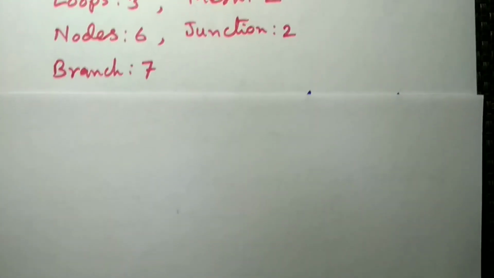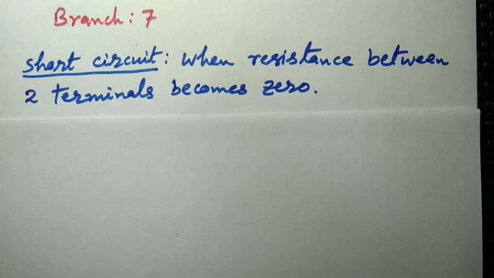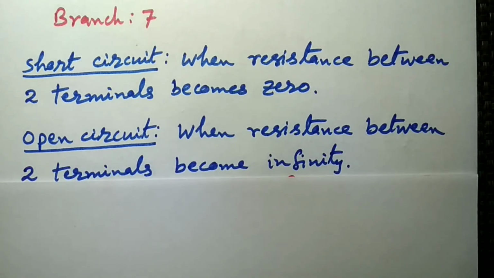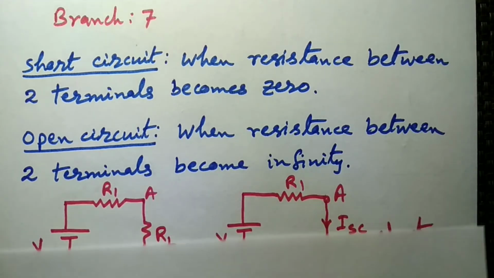Now we have to know some more definitions that will be useful for our circuit analysis, which are the short circuit and open circuit. What does a short circuit mean? A short circuit means when the resistance between two terminals becomes 0. Similarly, when the resistance between two terminals becomes infinity, it is considered the open circuit condition. Let's have some examples.